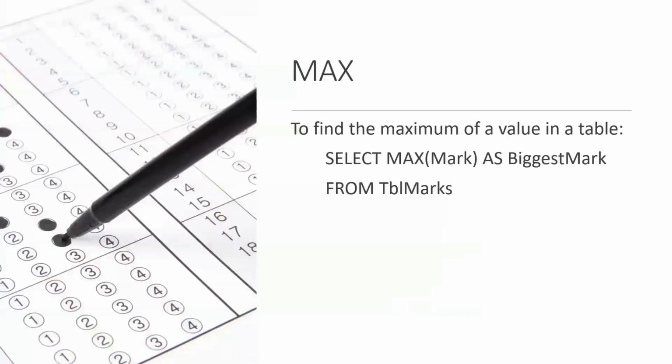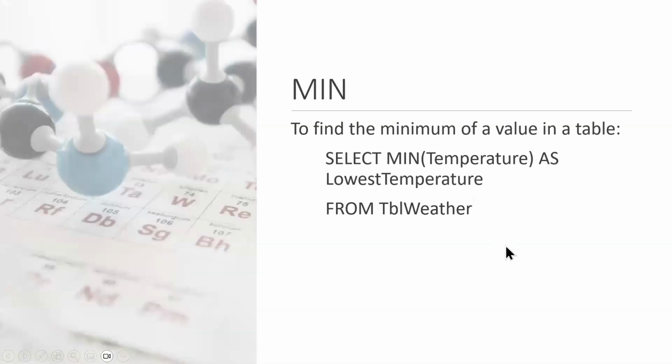So max is to find the maximum of a value in a table. Here's an example. Select max, then you would put brackets, put the field name in there, as biggest mark, for example, to give the field a name in the column. And then you would put from table marks, for example. This will give you the top mark that is stored in the table. It's one number, and that's all we're going to get out of the table, the highest mark stored in the table.